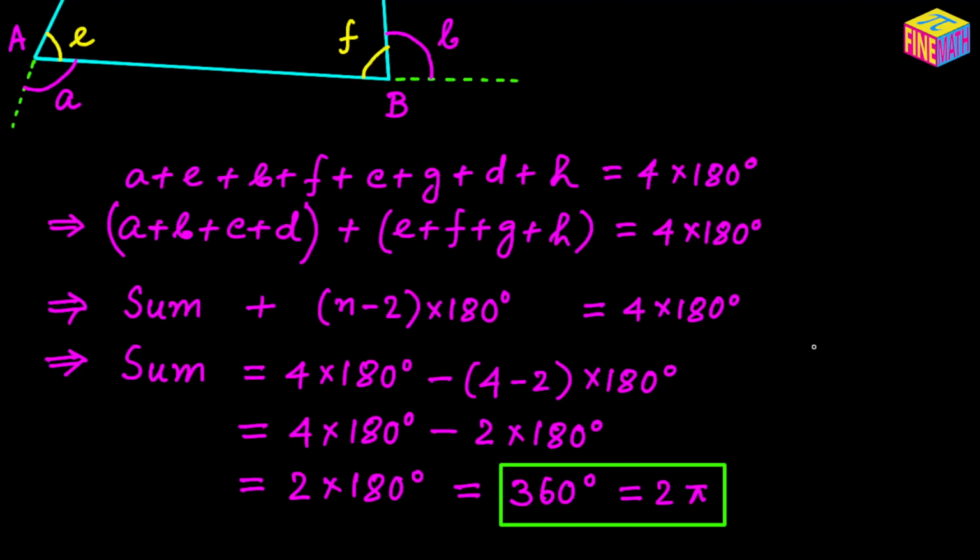So the sum of the exterior angles really does not depend on the shape or the number of sides of a polygon. Whether it's a triangle or a quadrilateral or a pentagon or a hexagon or a heptagon, whatever the polygon may be, the sum of the exterior angles is always a constant, and that is 360 degrees or 2 pi. So let me quickly summarize it.